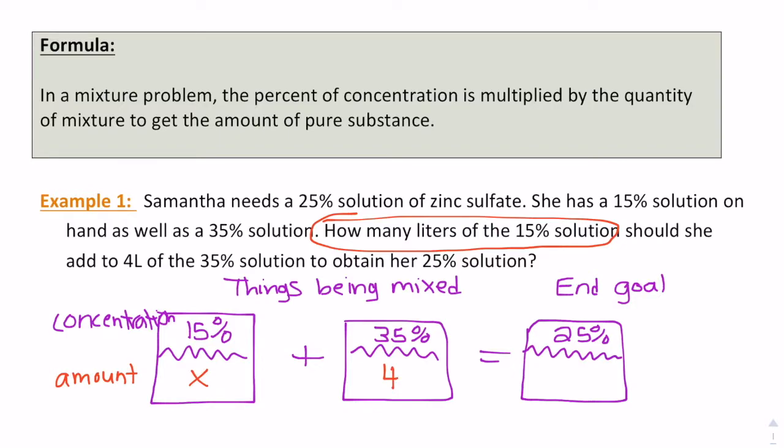And then if you think about the fact that you're dumping these things together to end up with a new solution, your amount of both of them put together would just be your original amounts added. So you would want to do an x plus 4.